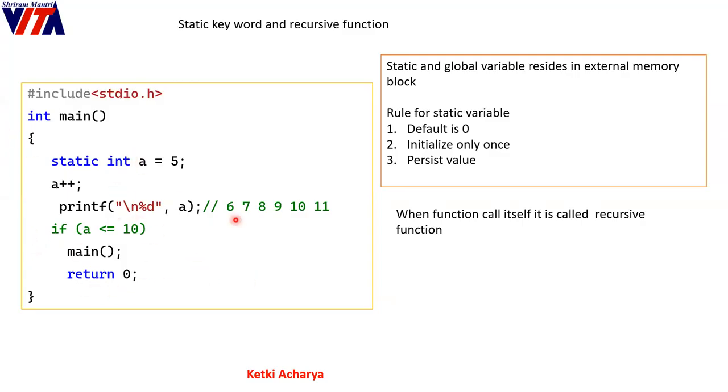So I hope you have understood the output. 6, 7, 8, 9, 10 and 11 get printed.